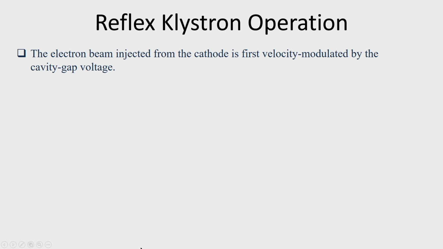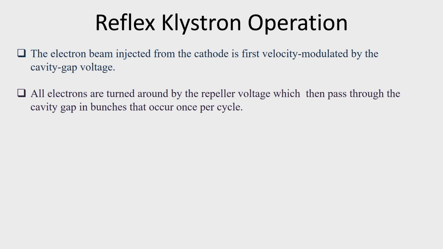So, the electron beam injected from the cathode is first velocity modulated by the cavity gap voltage. All electrons are turned around by the repeller voltage, which then pass through the cavity gap in bunches, and that occur once per cycle.